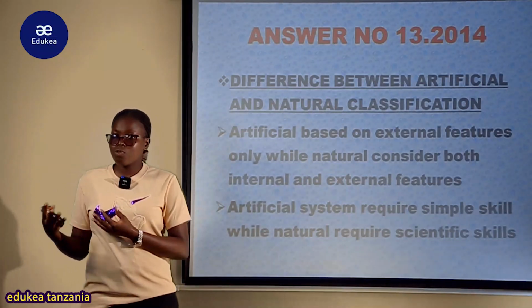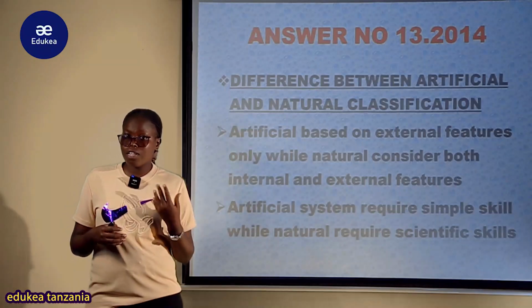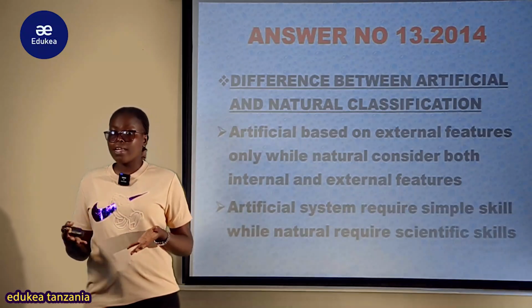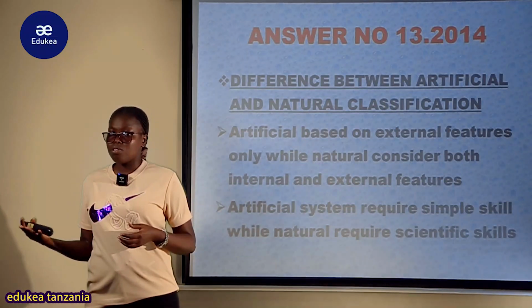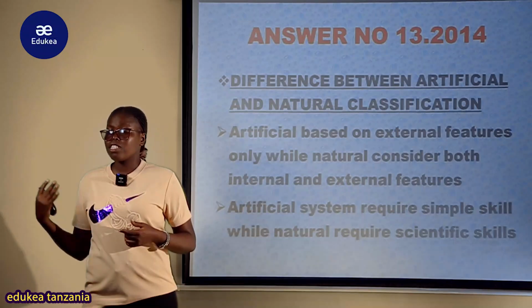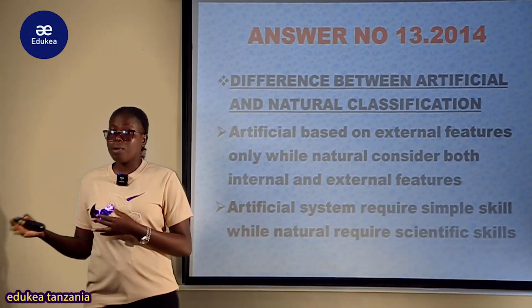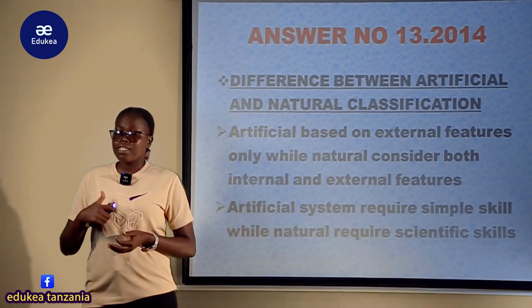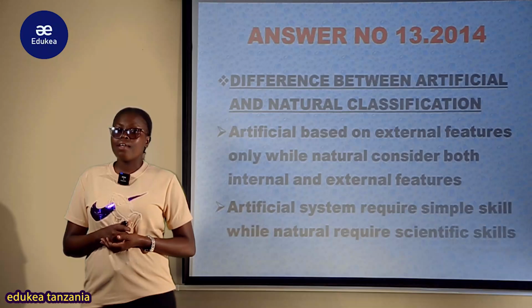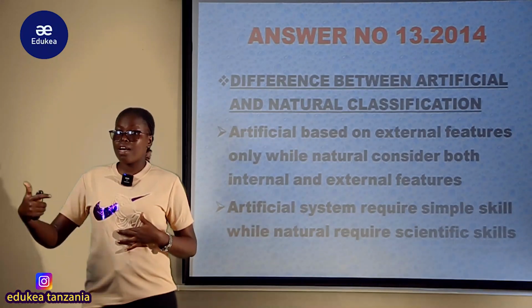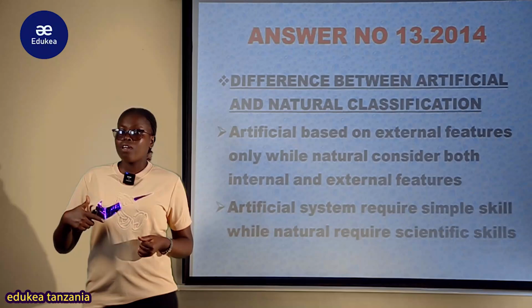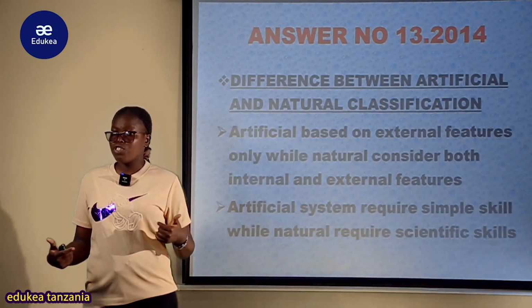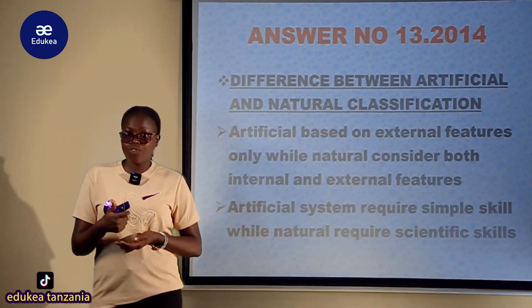What are they? Tukianza katika definition. Tumeona kwamba artificial classification system inatumia few observable features. Lakini natural inatumia many features based on the evolutionary relation. Inatumia both internal and external features by reflecting the evolutionary relationship. So hapa ni moja difference kuangalia katika their definition. Another difference ni kwamba tumeangalia katika moja ya demerit ya artificial, demerit ya artificial ni merit ya natural. Na merit ya artificial ni demerit ya natural.